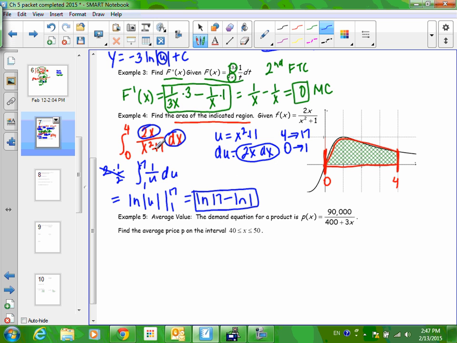If by chance you replace this u with an x squared plus 1, well, that's okay, but then which bounds should you be using? Wait, why is it just natural log of 17 minus natural log of 1? Because when you plug in, I'm confused. Okay, hold on. Let me finish what I was saying here.